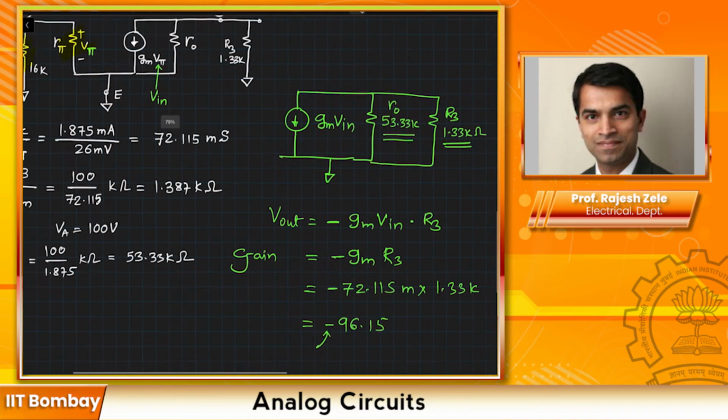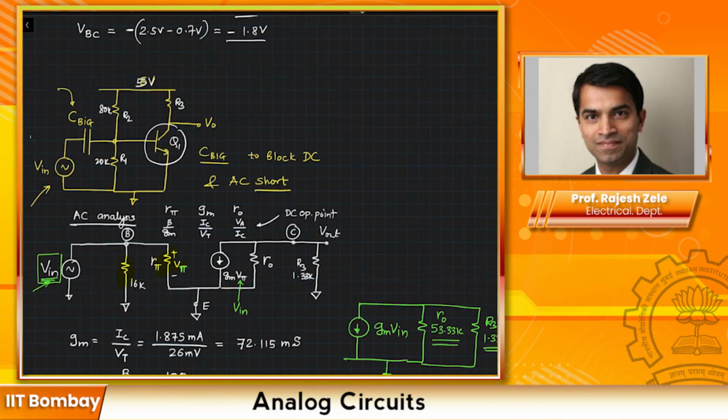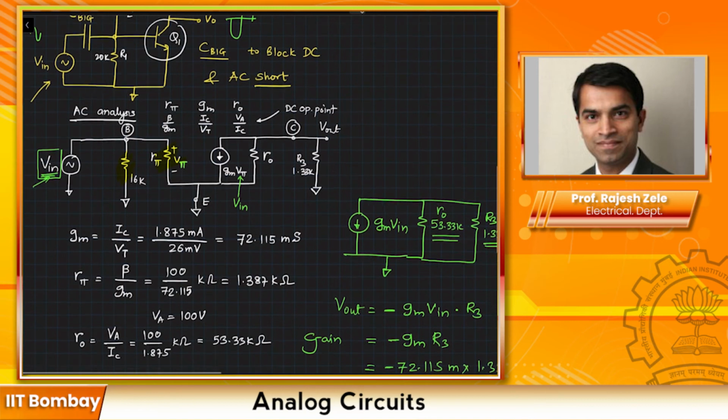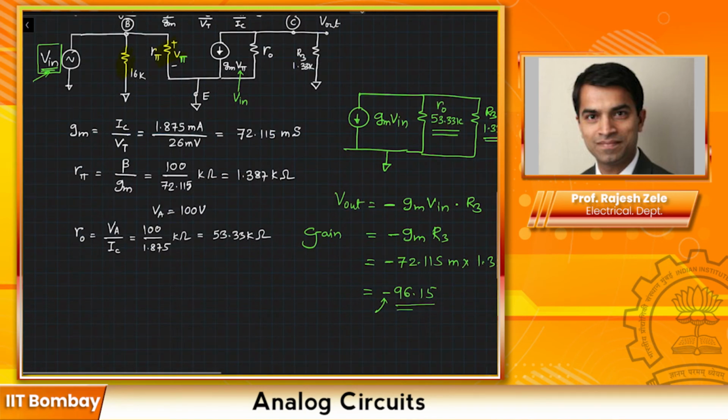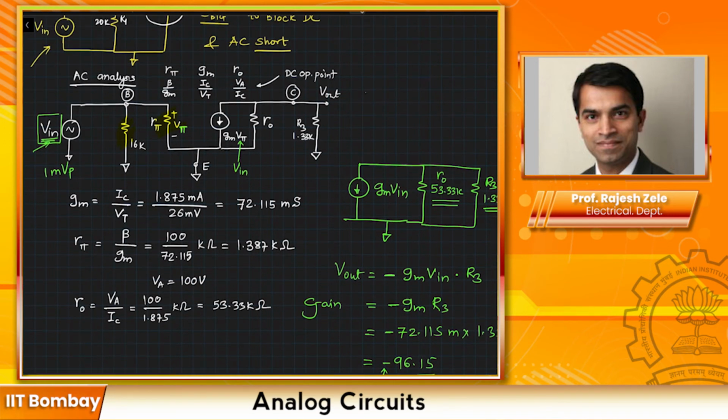What that means is if I'm applying a positive going voltage over here, then we should see a voltage that looks like this, inverting. And the gain of 96 is telling you that if I apply a 1 millivolt peak signal here, then I should see at the output approximately 96.15 millivolts. So you can certainly see there is a large gain using a bipolar transistor, and we can even get higher gain.